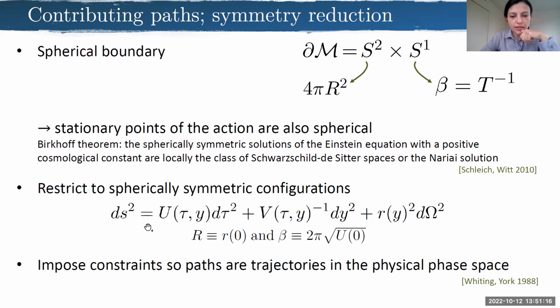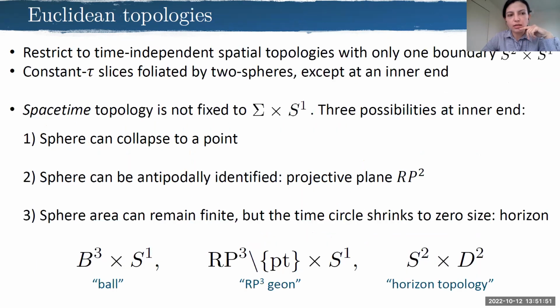We are taking this metric ansatz for the configurations that contribute to the path integral. And the value of this function u, which is related to the lapse function at the boundary, determines the inverse temperature of our canonical ensemble. This function r at the boundary determines the boundary size that we pick as our canonical data. So we take this metric ansatz and then impose the constraints so that the trajectories that we pick are physical trajectories that contribute to the path integral.